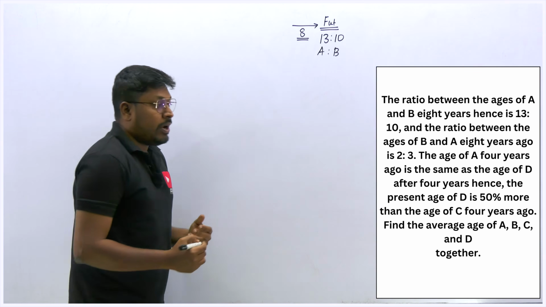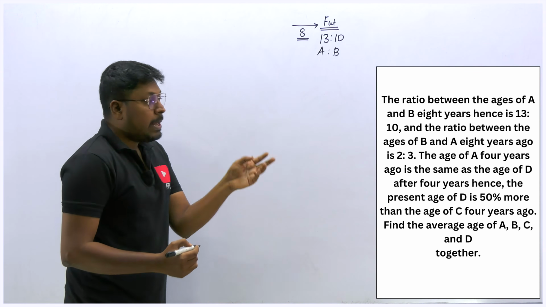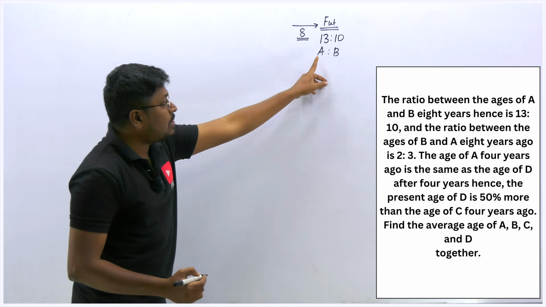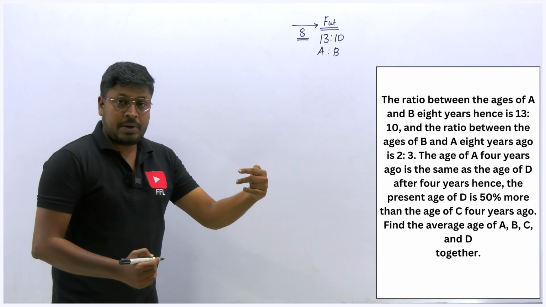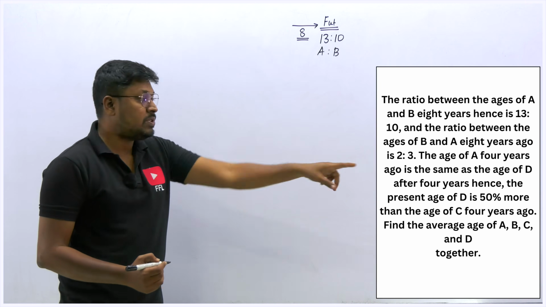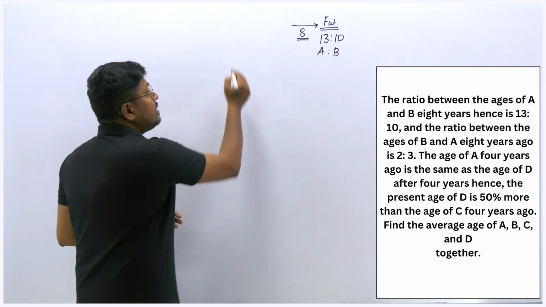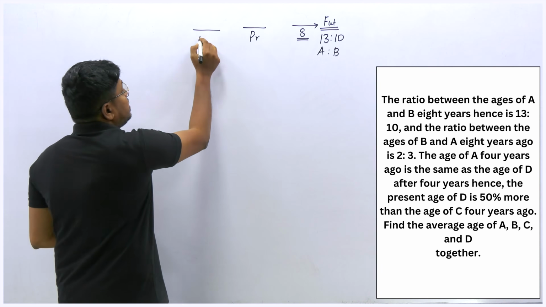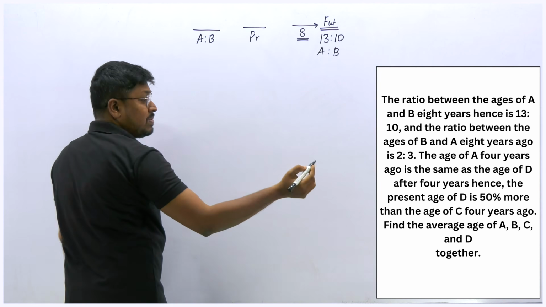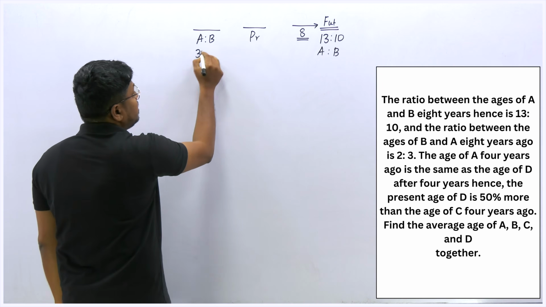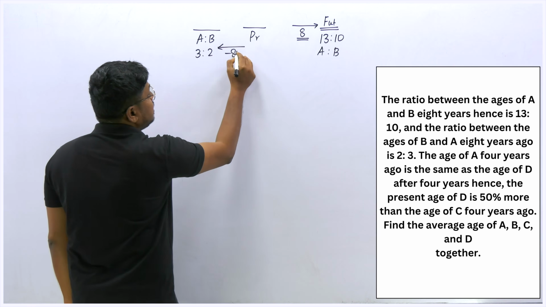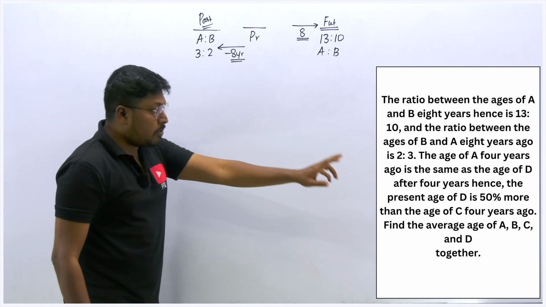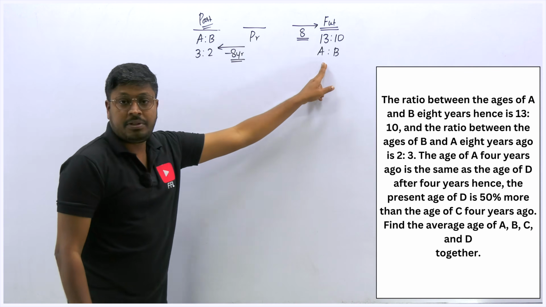Now what is the next point? The ratio between B and A 8 years ago. Just listen to the words carefully. This is also an A:B ratio. The second line also gives the ratio of B:A, that is 8 years ago. That means present is not given, but they are talking about the past in the second line. The A:B ratio, they have given as B:A, so we can take it as A:B, which is 3:2. This happens 8 years ago, so here they are talking about the past, and here they are talking about the future.